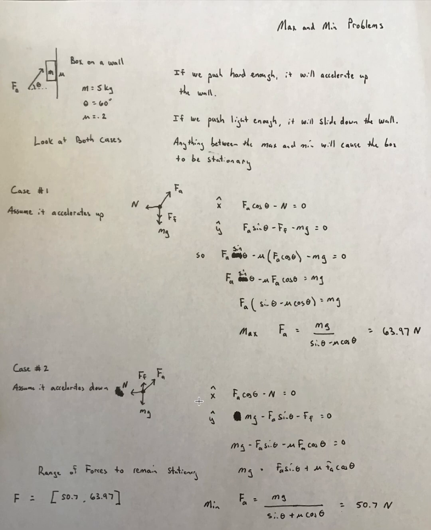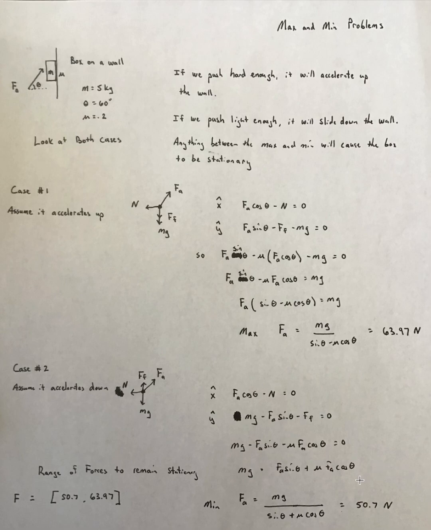And then vertically, let's assume that it's on the verge of accelerating downward. So we make the down force positive: mg minus Fa sine theta minus friction. Again, Fa sine theta and friction are both up, and mg is down. We solve and we get this setup, which gives the minimum force that we'd have to push with, and putting in the numbers, we get 50.7. Again, that's the minimum force you'd have to push with to keep the box just chilling on the wall.